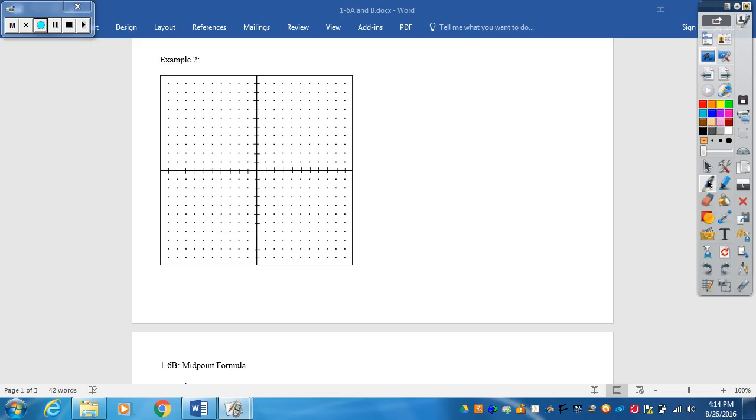The points that I'd like you to graph and use: A will be at negative 5, 6, and B will be at 3, negative 2. Okay? Now, I want you to graph these, and I want you to use both of them, the Pythagorean theorem and the distance formula.